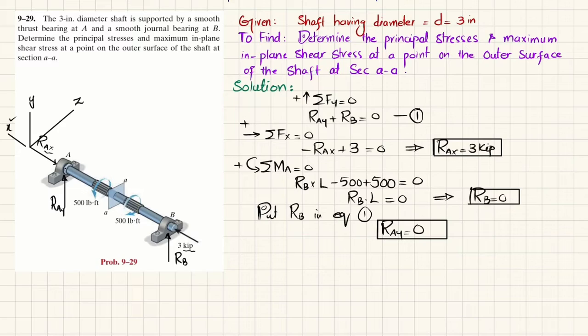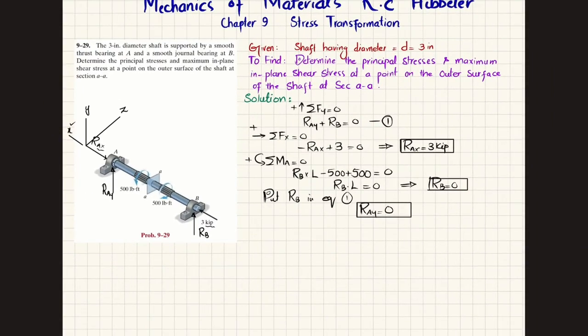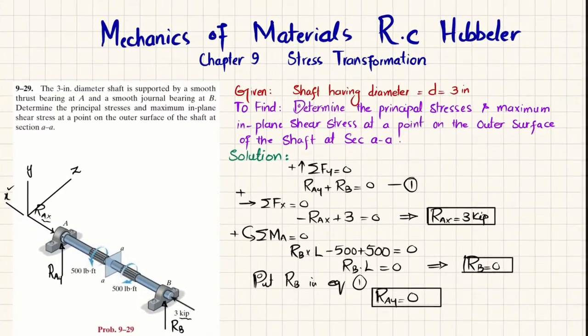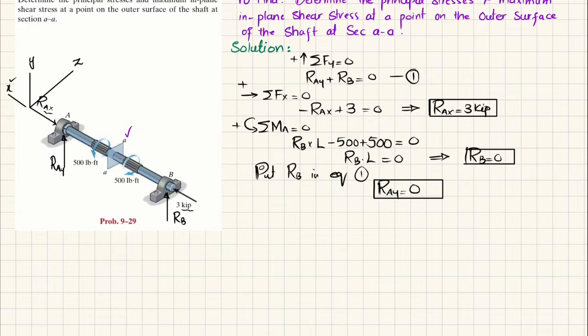Now you have these forces. It means that these bearings are not offering any vertical reaction. So what we will do now is cut this shaft at section AA and draw the free body diagram. So let me draw it. Let this be the shaft. Clear? At this end we have the 3 kip load. That is 3 kip.